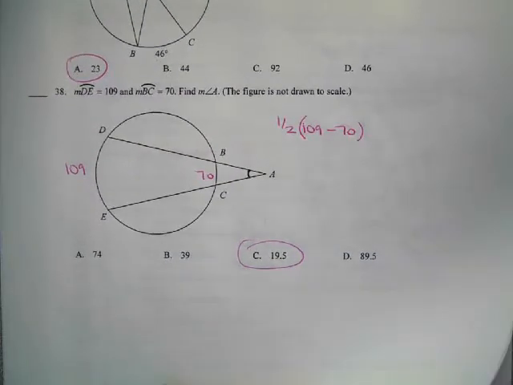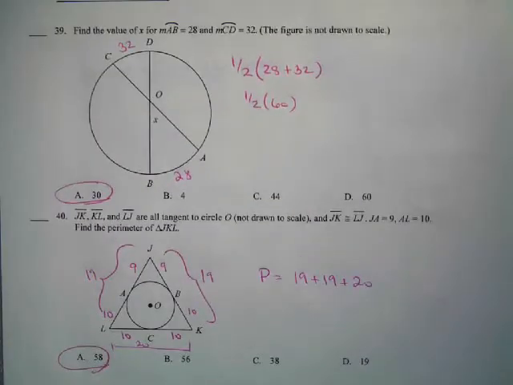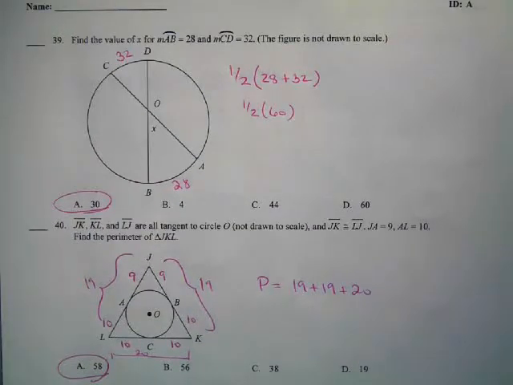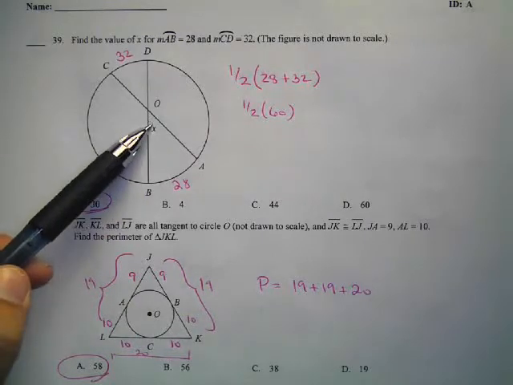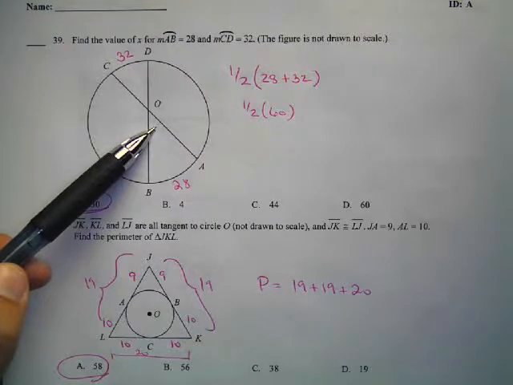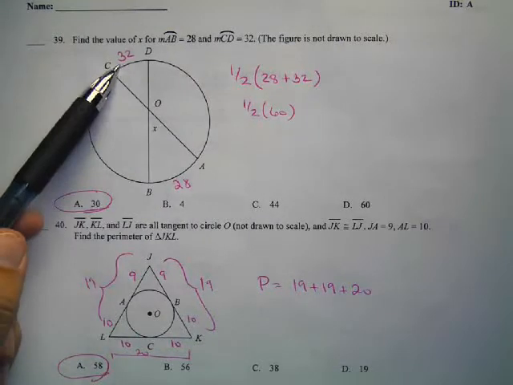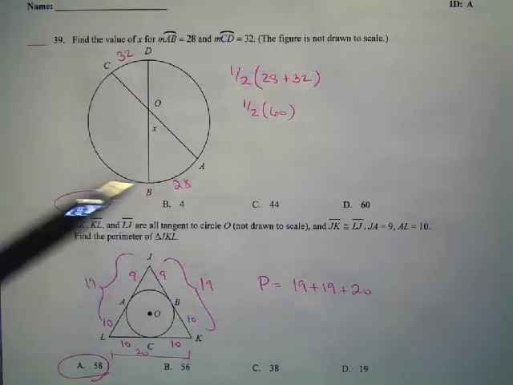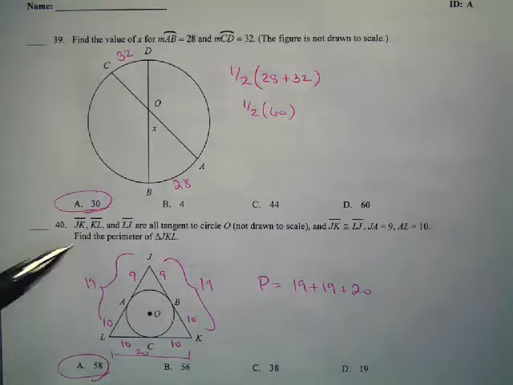And finally, number 39, if the chords intersect inside the circle, the measure of the angle is half the sum of the arcs. So the two arcs were 32 degrees and 28 degrees. Add, divide by 2. The missing angle is 30 degrees.